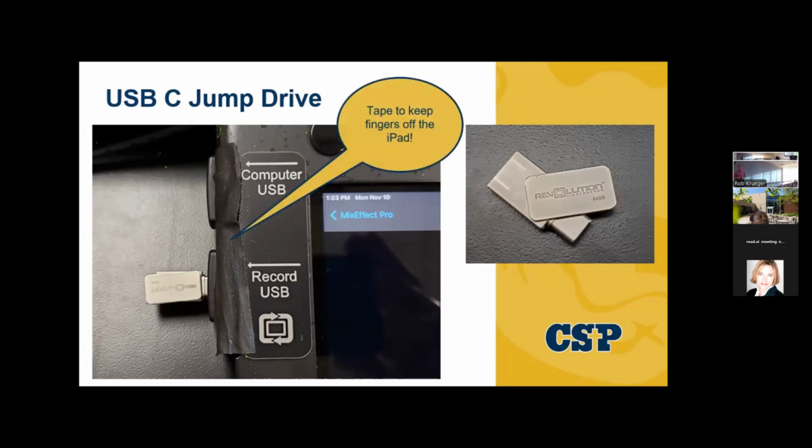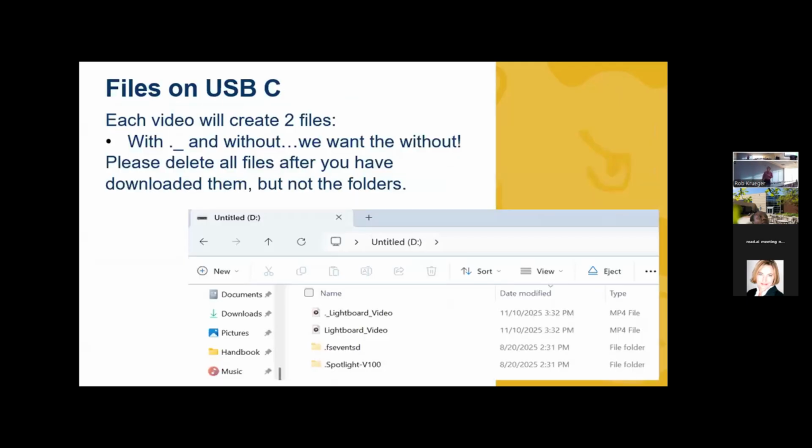Okay, so keep fingers off. Okay, so now again, the files go onto the USB-C. And so each will create two files. I don't know, Susan, if you can tell us why a ._ file would be created. Do you even know what that? I've never heard of that. But it creates these two files. This one is worthless. Go ahead and delete it. This is the actual file that is saved.